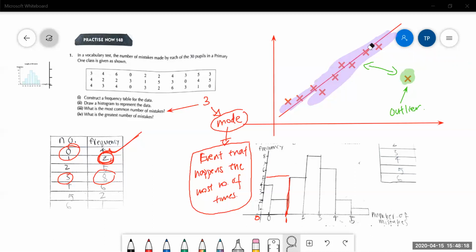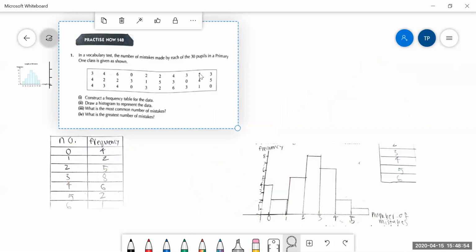Okay, so what is the greatest number of mistakes? Greatest number of mistakes. 3. No, 8. Wait, no, it's 3. When they say greatest number of mistakes, it means committed by a person. 6. Yeah, 6, right? Because it's at the end of the spectrum. Correct. We're done for this question. Later you must show me the graph.